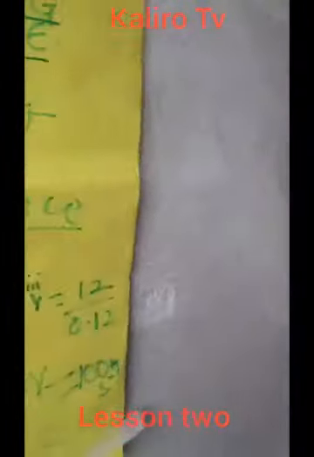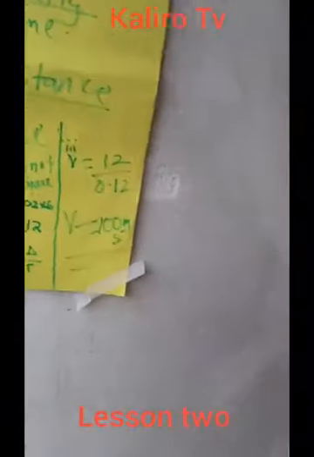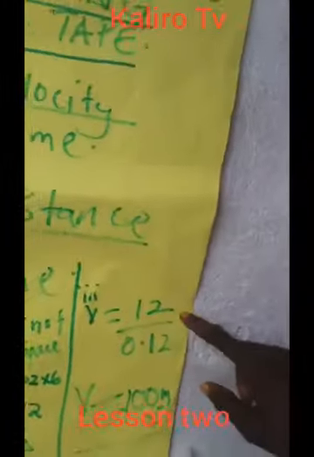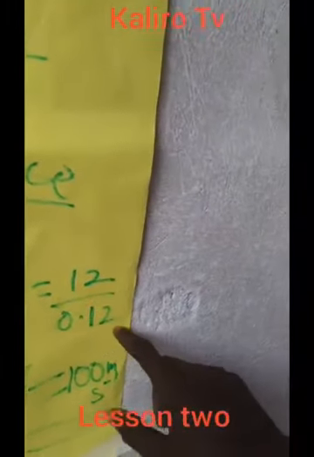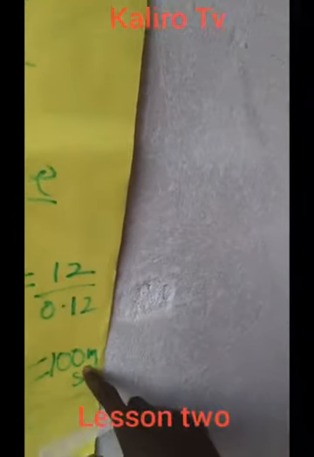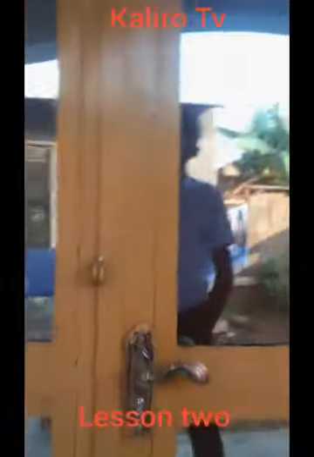Now, how do you find the velocity? The velocity is found by taking the distance between the reference dots and dividing by the time taken. So this is 12 divided by the time taken, which is 0.12, giving us 100 meters per second. And that is the velocity with which that body was moving.